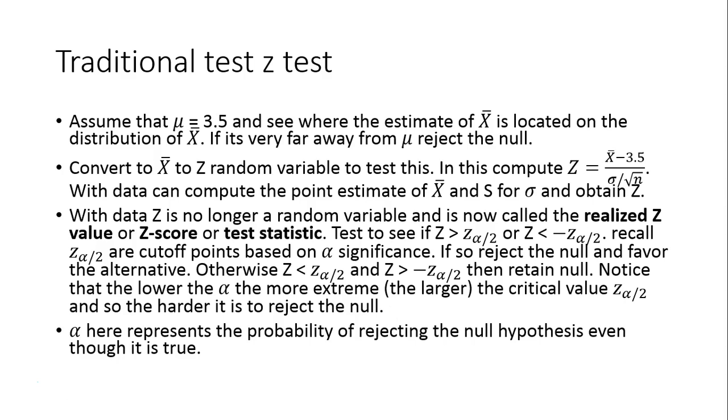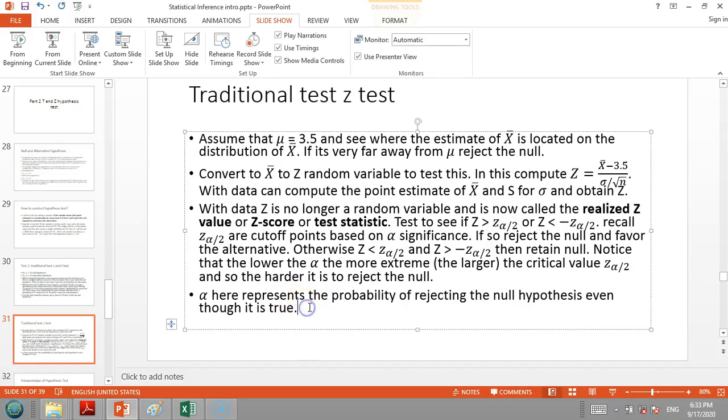The bigger this confidence level, the harder it is to reject the null hypothesis. And the lower the significance level. Alpha here represents the probability of rejecting the null hypothesis, even though it is true. It is the significance level.